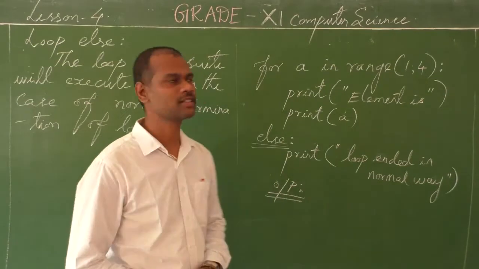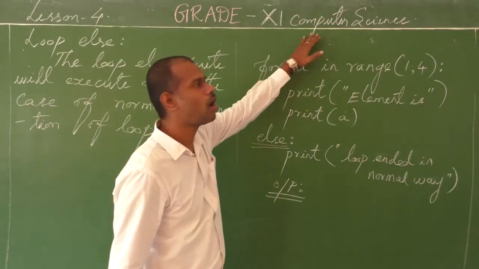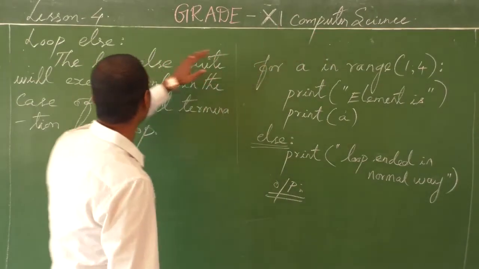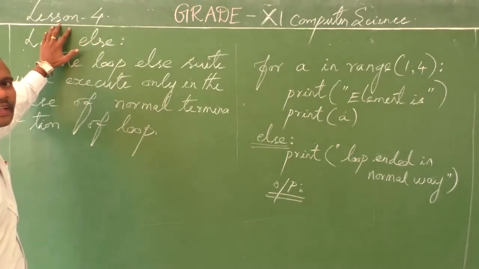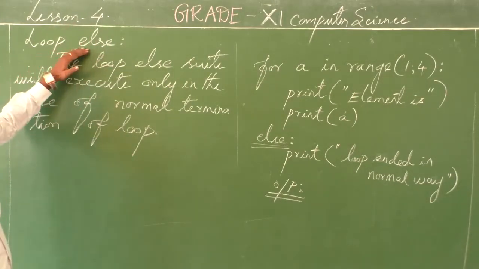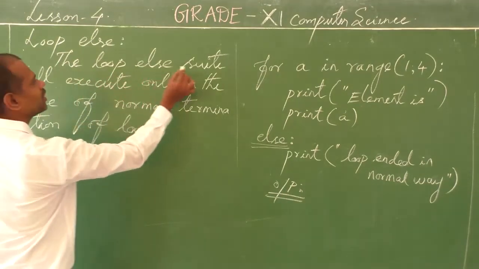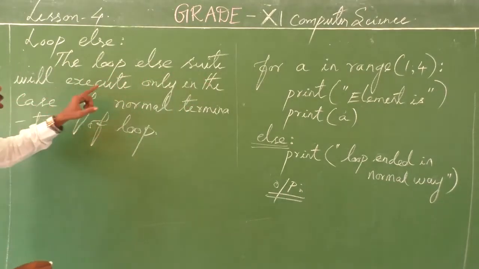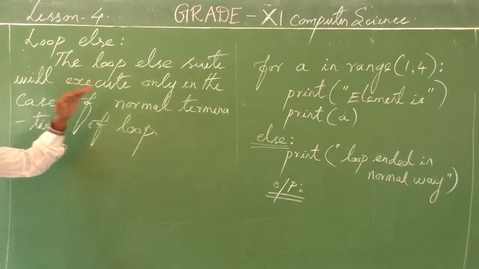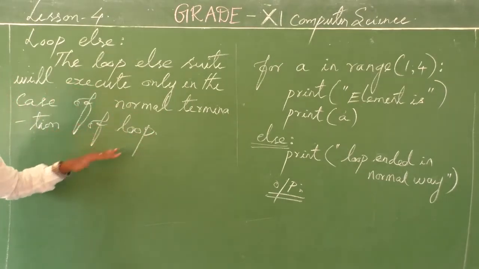Good morning, students. It is a computer science class of grade 11. It is the fourth lesson. The topic name is loop else. What is called loop else? The loop else suite will execute only in the case of normal termination of a loop.